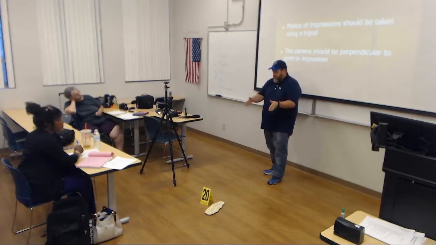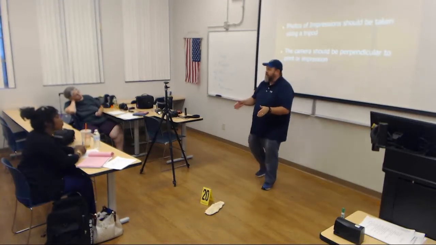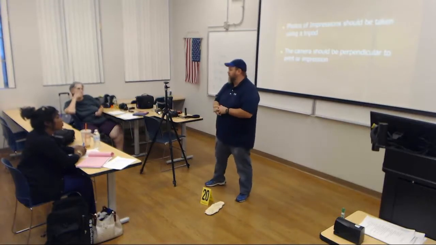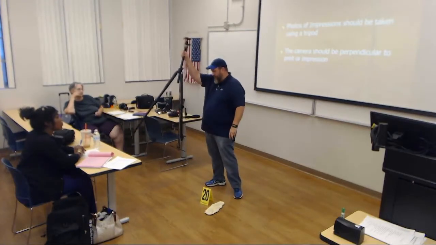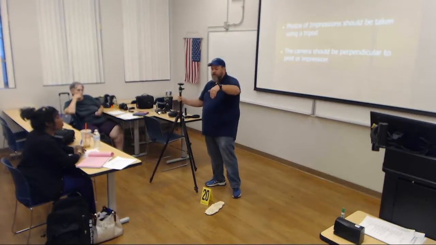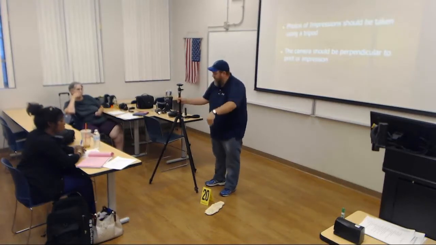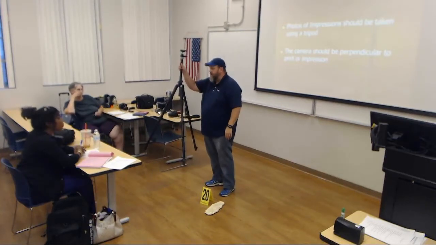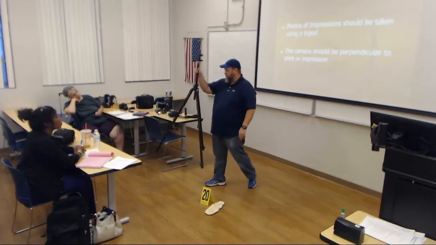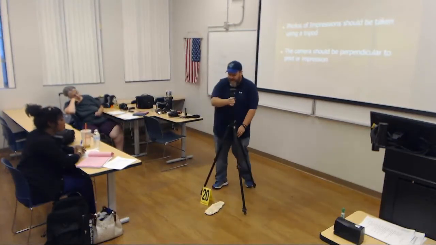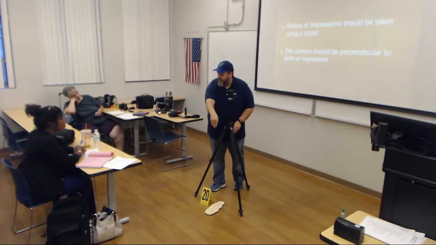Then mid-range. Now we're ready to take our close-ups. And what are we going to use as we take our close-ups? Tripod. And the reason for that is, again, where do we want our camera located? Directly above. Using the tripod is going to allow us to do that. So I'm going to take my tripod, and I'm going to set my tripod up directly above the impression.